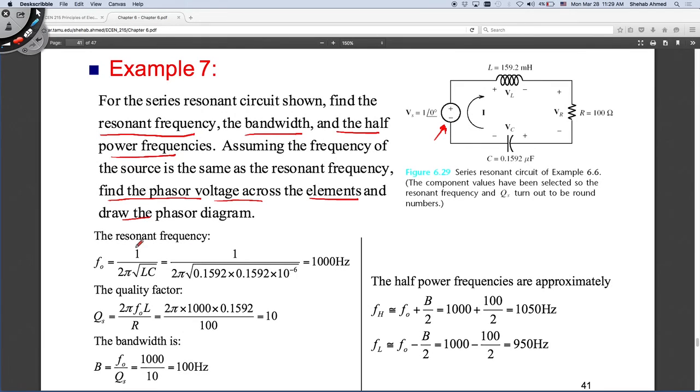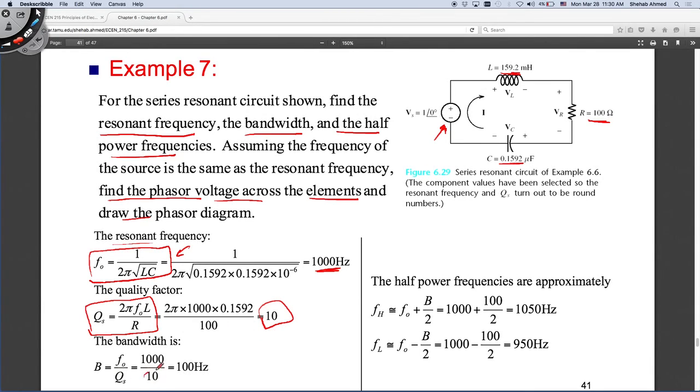The resonant frequency is calculated from this equation: 1 over 2 pi square root of LC. You're given an L of 159.2 millihenry, a C of 0.1592 microfarads, and an R of 100 ohms. You substitute in this equation and find the resonant frequency. The quality factor equation is what we talked about before, 2 pi FL over R. You substitute and find the quality factor of this filter.